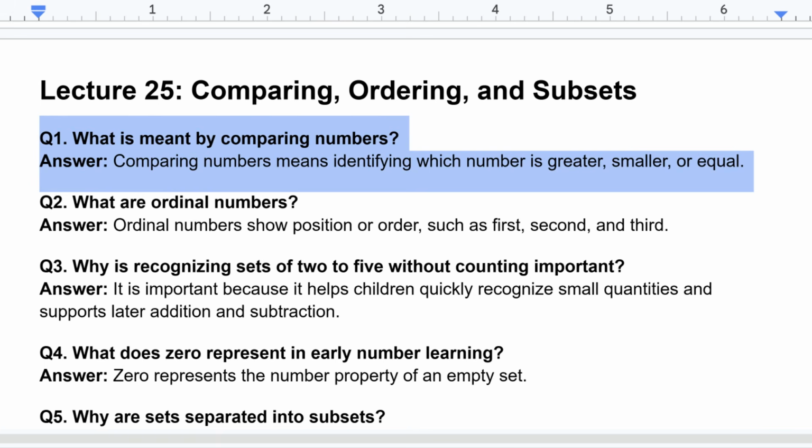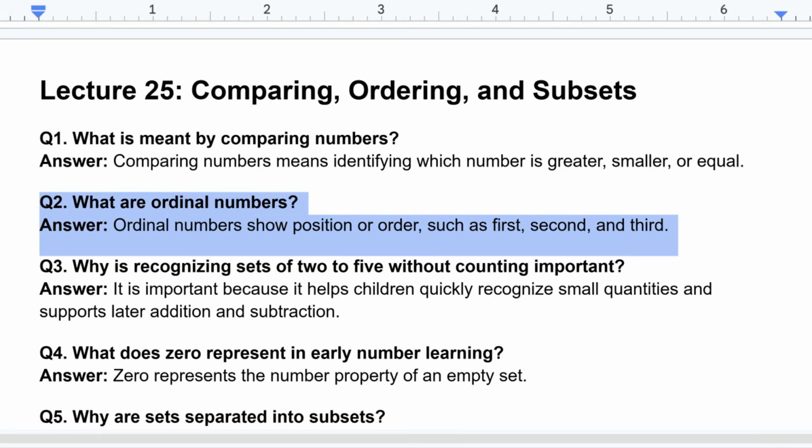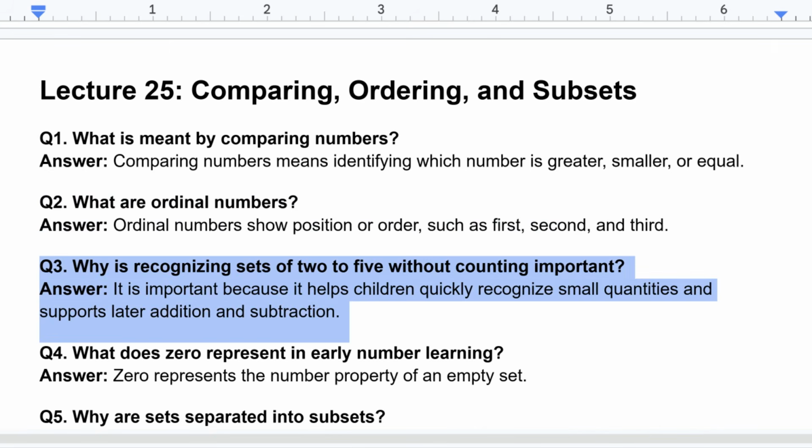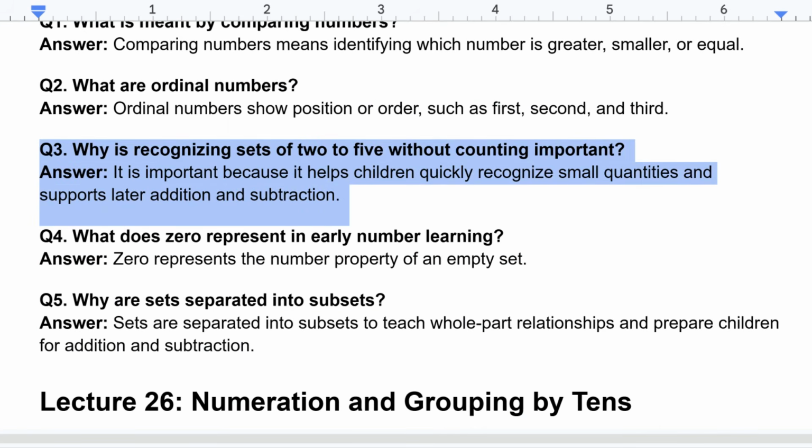What is meant by comparing numbers? Comparing numbers means identifying which number is greater, smaller, or equal. What are ordinal numbers? Ordinal numbers show position or order, such as first, second, and third. Why is recognizing sets of 2 to 5 without counting important? It is important because it helps children quickly recognize small quantities and supports later addition and subtraction.